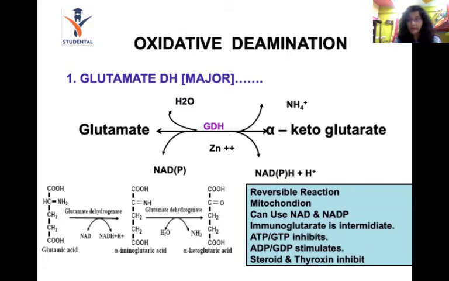It is a reversible reaction, occurs in mitochondria. It can use NAD or NADP both as a coenzyme. Alpha-ketoglutarate is the intermediate, we have seen. Now how it is regulated.